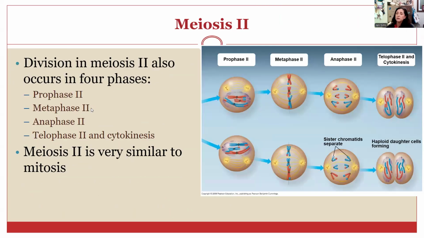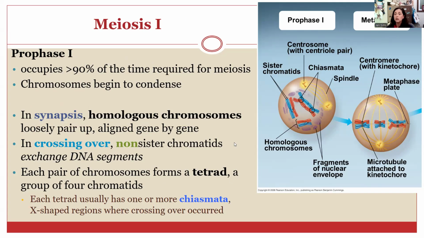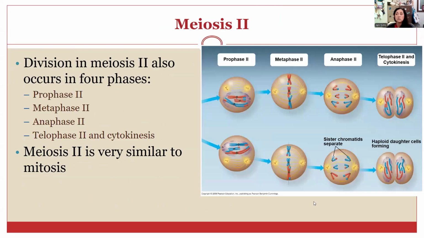Now, in meiosis two, well, let me go back to meiosis one. In meiosis one, the rest of it is really just lining those homologs up on the metaphase plate and then separating them. In anaphase, you're just separating homologs, and then telophase and cytokinesis. Very straightforward. Nothing's really all that different. Then meiosis two is very similar to mitosis because you're separating sisters.